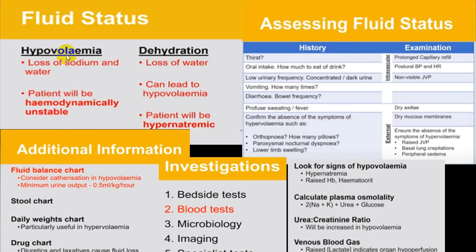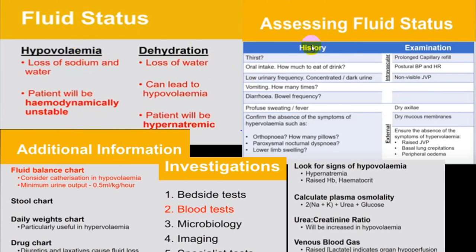While assessing the fluid status, you will have to divide into hypovolemic and dehydration separately. Hypovolemic means there is a loss of sodium plus water, while dehydration is mainly loss of water. This will lead to pure hypovolemia and patient will be hypernatremic, while here he will be hemodynamically unstable, but he will have both loss. So sodium level will be normal, but he will be hemodynamically unstable, and that you can utilize while treatment because the treatment in both conditions will be different.